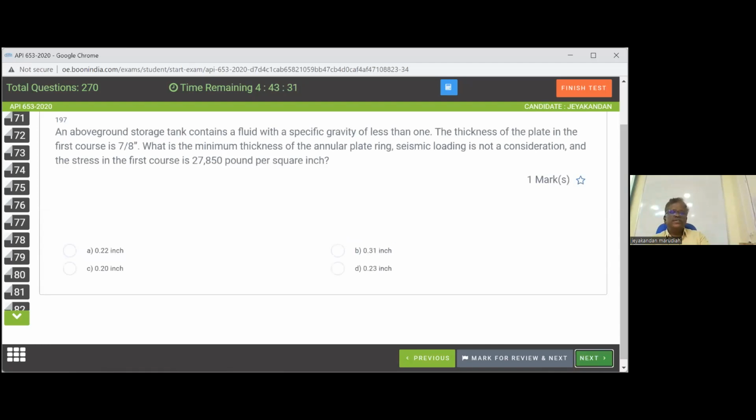Okay, next. An above ground storage tank contains a fluid with a specific gravity of less than 1. The thickness of the plate in the first course is 7/8 inch. What is the minimum thickness of the annular plate? Suspect loading and first shell course. Okay, now how to answer it? If it is less than 1, we have to follow the 653 table. There is a table. See the table and answer.